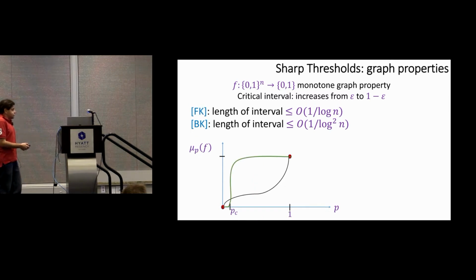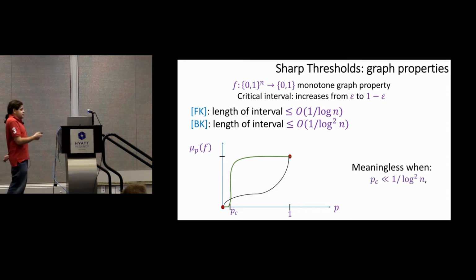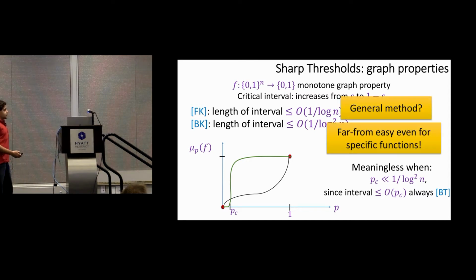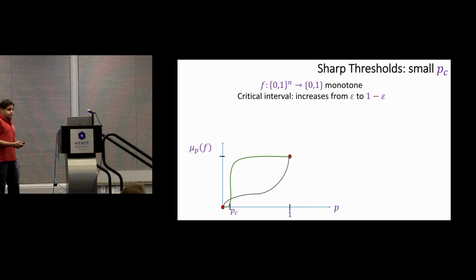But what happens if this shift occurs at a very small point? Well, in this case, say if this point is at most 1 over log squared n, then both of these results are quite meaningless in the sense that this interval is always of length at most 100 times this point. So what do we do when p is small? Unfortunately, there is no general method. I'll try to tell you why there is no general method. But we do know some things, and this is a central theme in the field.